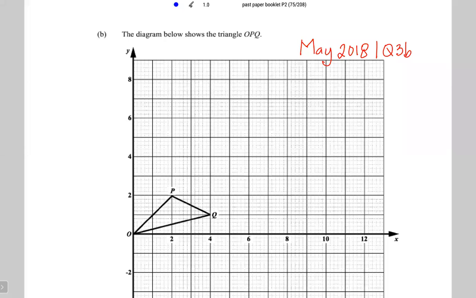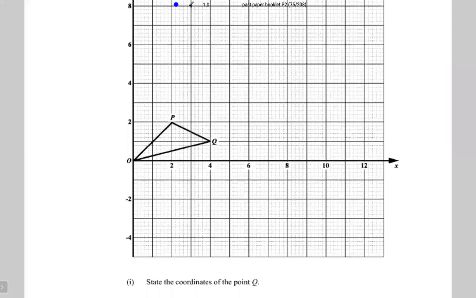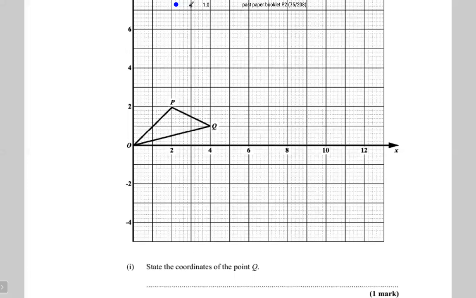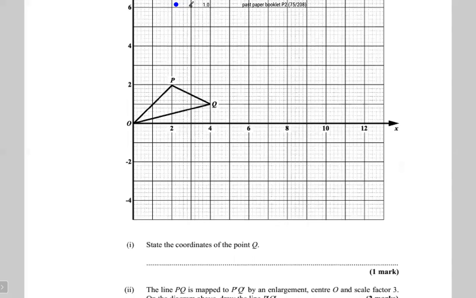All right, so this is May 2018 question 3b. It says the diagram below shows triangle OPQ, and the first thing we're asked to do is to state the coordinates of the point Q. All right, so Q is on the vertical line x is equal to 4, and the horizontal line y is equal to 1. Therefore, Q is the point (4, 1).